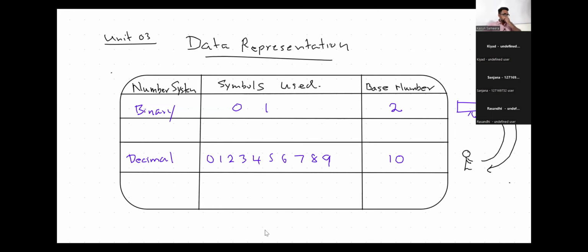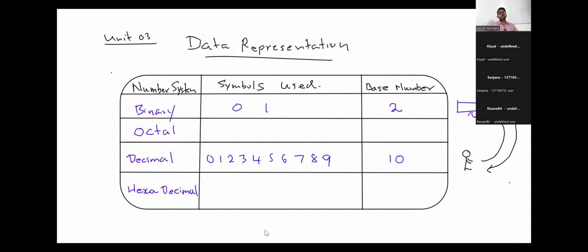Then what are the other two number systems we are learning in this lesson? Octal and hexadecimal. The reason why we use octal and hexadecimal is that we're going to use these two number systems to represent some stuff we are going to learn in future. Some numbers we have to represent in hexadecimal because it will be convenient for us.